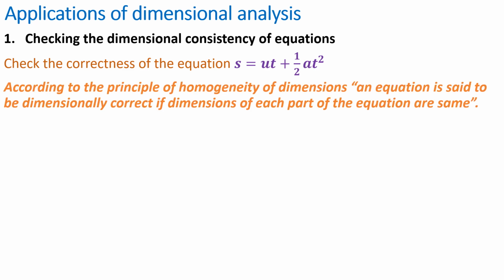There is a principle called the principle of homogeneity of dimensions. What does it say? According to the principle of homogeneity of dimensions, an equation is said to be dimensionally correct if dimensions of each part of the equation are same. What is the meaning of that?